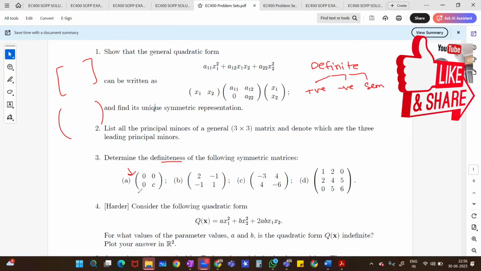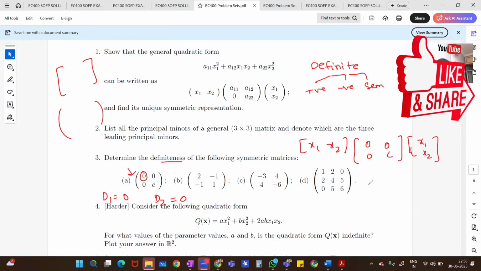So again, you will find the determinant. Tell me the first order for the 2 into 2. First order it is zero, second order it is again zero. But this is for 2 into 2, right? For 2 into 2, we use a different way, that is also one way. You can do X1, X2, 0, 0, 0, C, and then X1, X2.